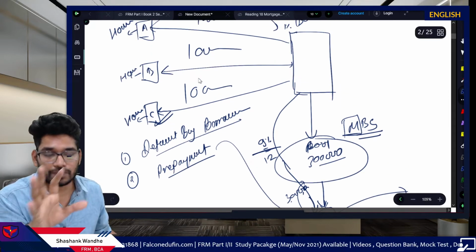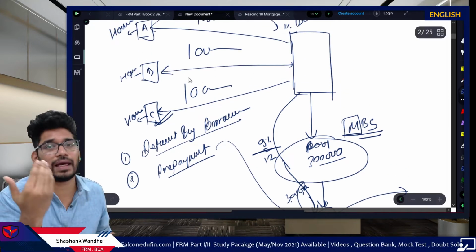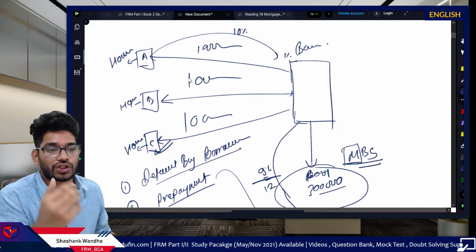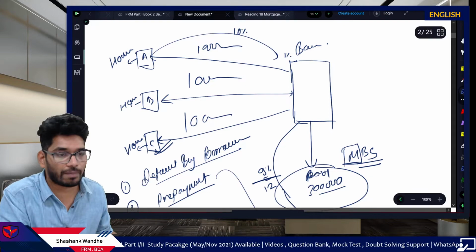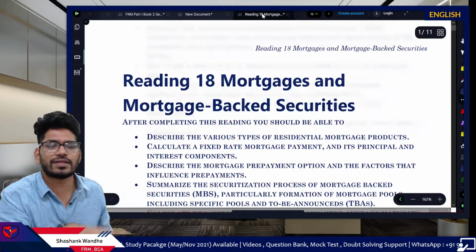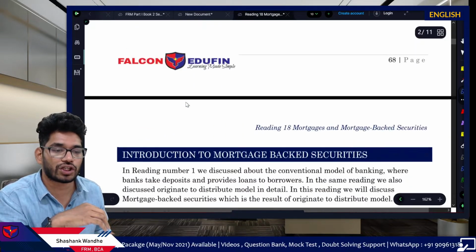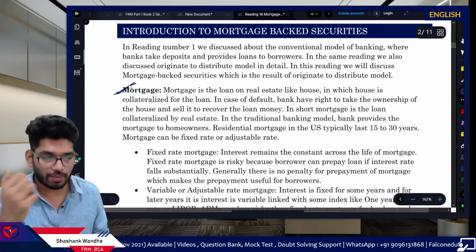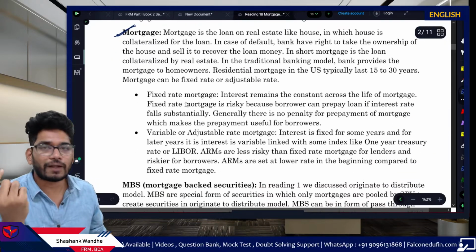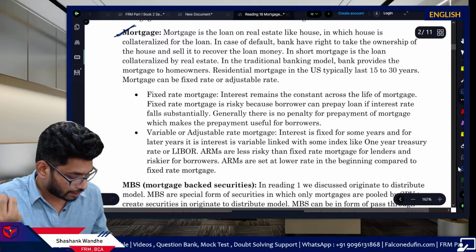Okay. So that's the MBS, ABS, securitization structure in general and everything. We will discuss securitization in detail in FRM Part 2. For FRM Part 1, this general information about the securitization is more than enough. So this topic starts with the introduction of mortgage. What is a mortgage? Then there are 2 types of mortgages.